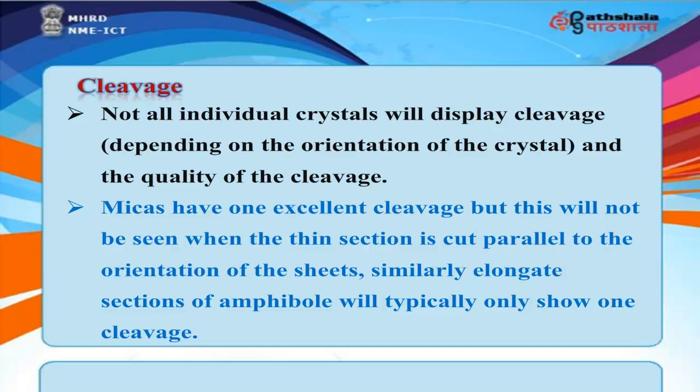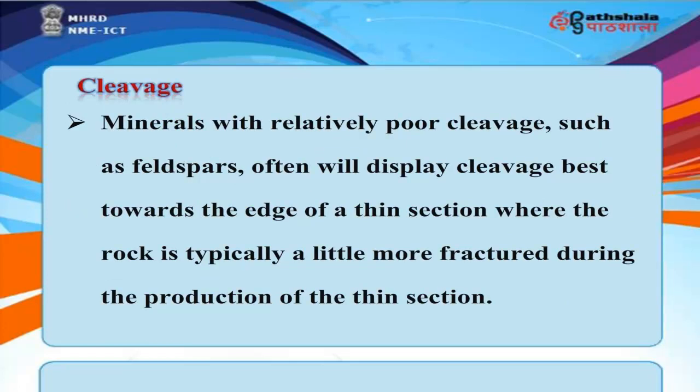Not all individual crystals will display cleavage, depending on the orientation of the crystal and the quality of the cleavage. Micas have one excellent cleavage, but this will not be seen when the thin section is cut parallel to the orientation of the sheets. Similarly, elongate sections of amphibole will typically show only one cleavage. Minerals with relatively poor cleavage, such as feldspars, often will display cleavage best towards the edge of a thin section, where the rock is typically a little more fractured during the production of the thin section.